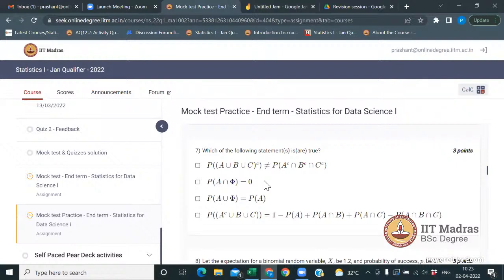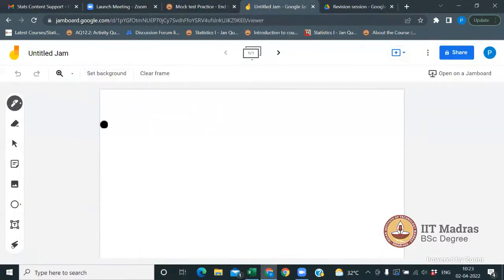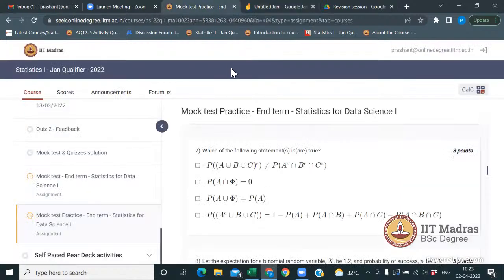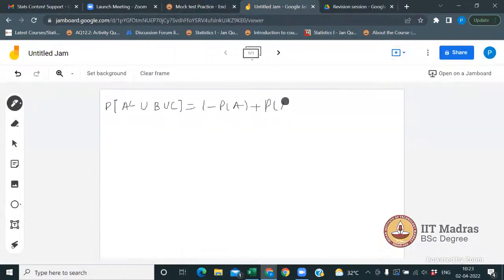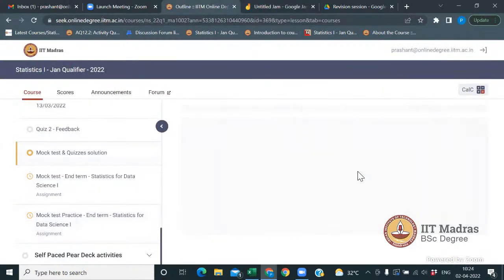See this quantity, the probability of A complement union B union C. The probability of A complement union B union C is equal to 1 minus P(A) plus P(A intersection B) minus. See, you can do it with a Venn diagram also. Okay. So should I go through the Venn diagram or the formula one? Formula. See.